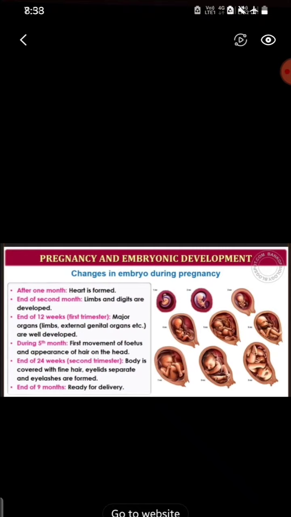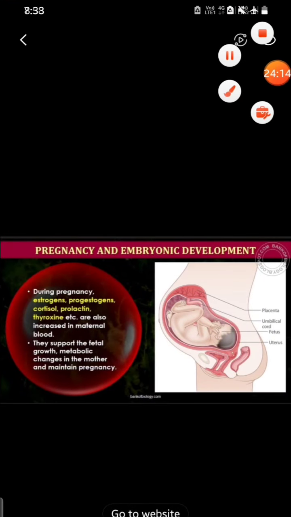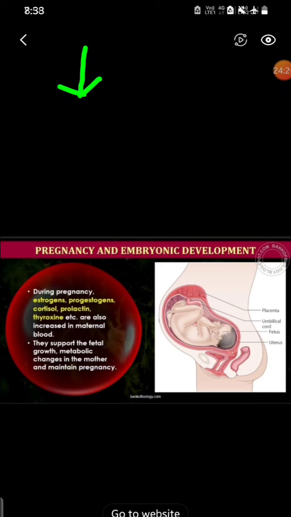Okay, so another point I forgot to tell you here is sex determination in the baby, like how the boy or the girl baby is formed. So as I said, the meiotic division will take place, the second meiosis in the ovum.